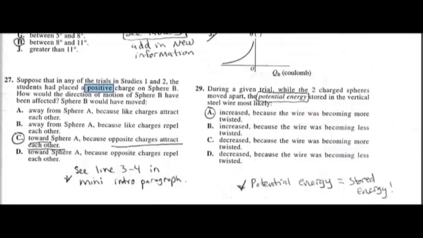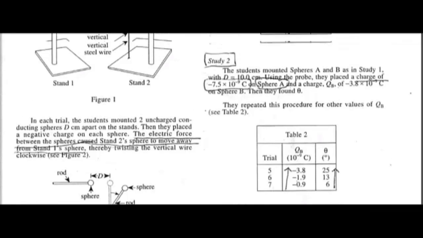First things first, we need to go back to the mini introductory paragraph and see what is happening here. If you look up here, in each trial, the students mounted 2 uncharged conducting spheres D apart from the stand. Then they placed a negative charge on each sphere. So you've got 2 spheres, each have a negative charge. The electrical force between the spheres caused them to move away from each other.